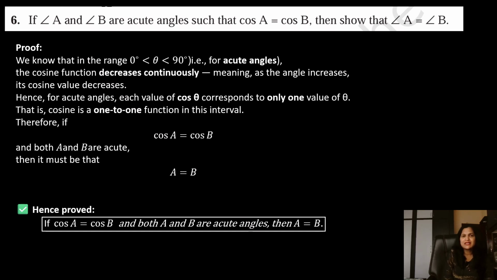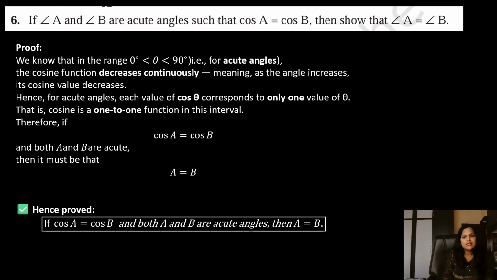Now we know that in the range 0 to 90 degrees, that is the acute angle, the cosine function decreases continuously. As the angle increases, its cosine value decreases in the first quadrant. Hence for the acute angles in the first quadrant, all angles are less than 90 degrees.